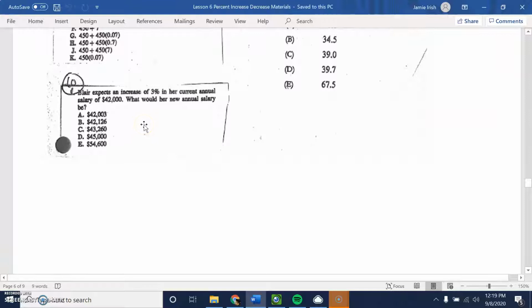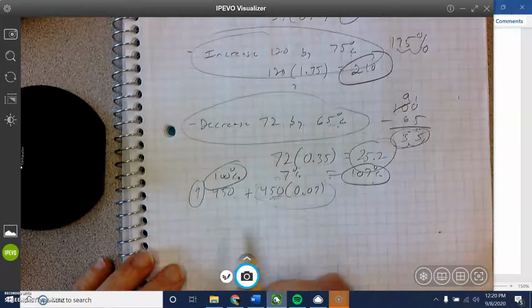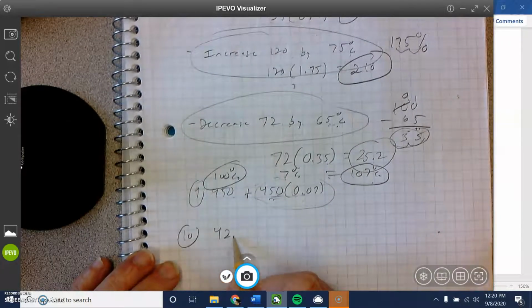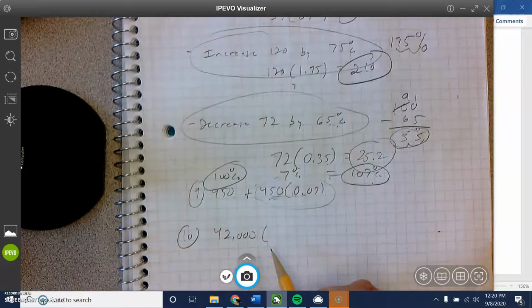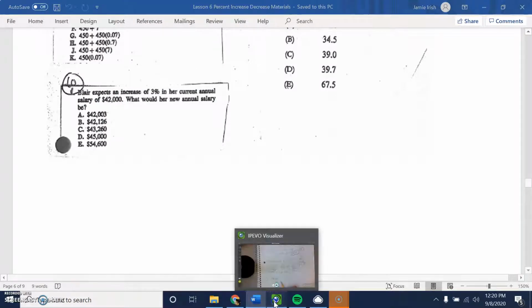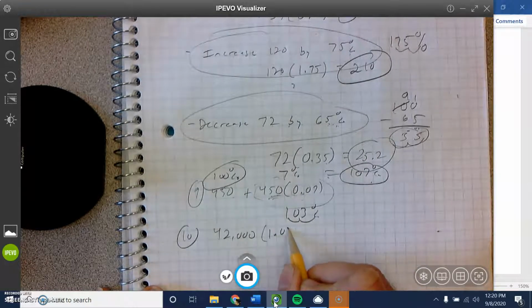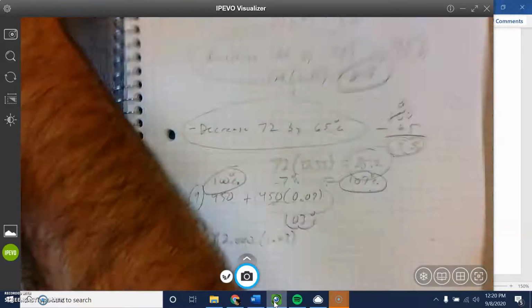All right, number 10 down here. It's going to increase in difficulty as you go. Blair expects an increase of 3% in her current annual salary of $42,000. What would her new annual salary be? A, B, C, D, or E? Go. All right, let's see what I got. So $42,000. Now I'm increasing what percent again? Yeah, 3%. So that means I'm going to increase it 103%. Multiplied by 1.03.